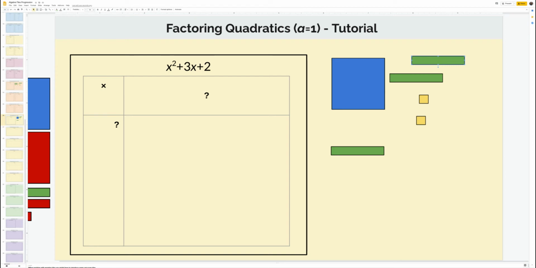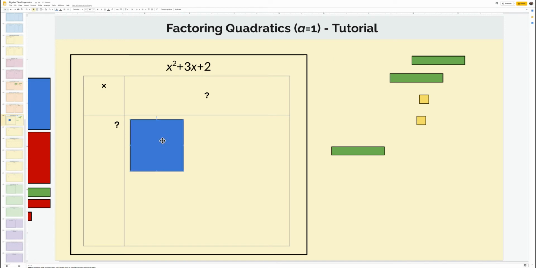All right, let's take a look at factoring quadratics when our leading coefficient is 1. And here we have x squared plus 3x plus 2, and I've represented that with the algebra tiles. And you really want to play around with these algebra tiles and just be comfortable shifting them in different orientations and things like that to build out this array.